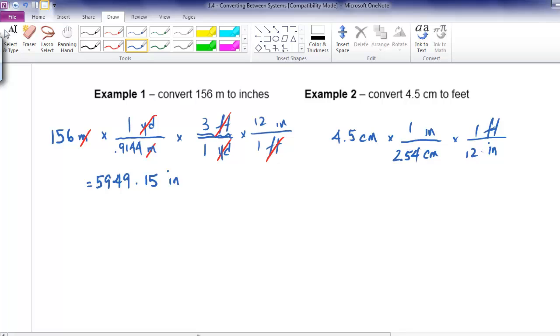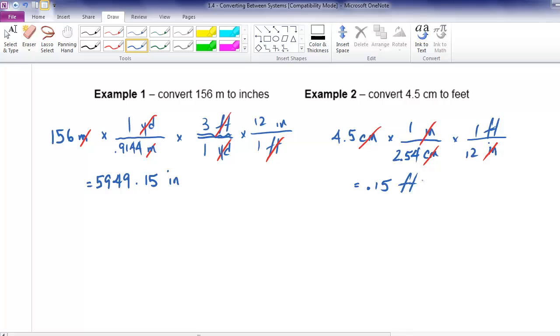So again, a centimeter is a small measurement, feet are bigger, and we can do it this way. And when we get rid of the centimeters, when we get rid of the inches, all that we're left with is feet. When we do this calculation, we ended up with 0.15 feet. So this way turns out to be a bit of a long way.